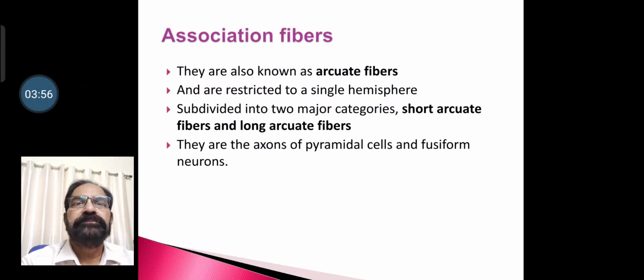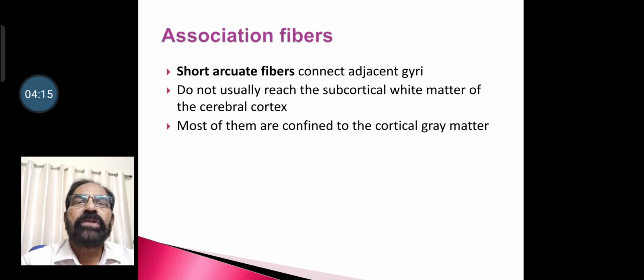Association fibers. They are also known as arcuate fibers and are restricted to a single hemisphere. They are subdivided into two categories, that is short arcuate fibers and long arcuate fibers. They are axons of pyramidal cells and fusiform neurons. Short arcuate fibers connect adjacent gyri. They do not reach the subcortical white matter of the cerebral cortex. Most of them are confined to the cortical grey matter.